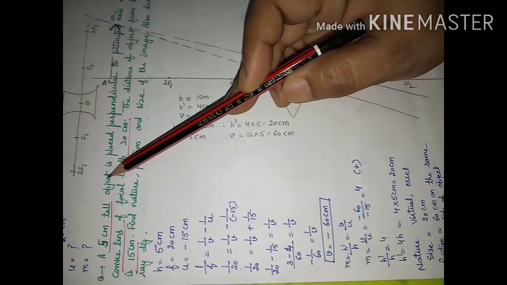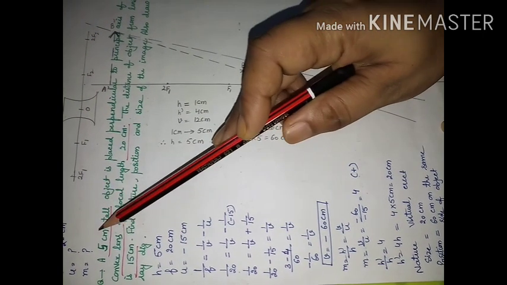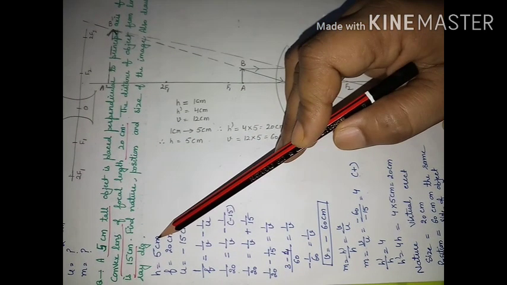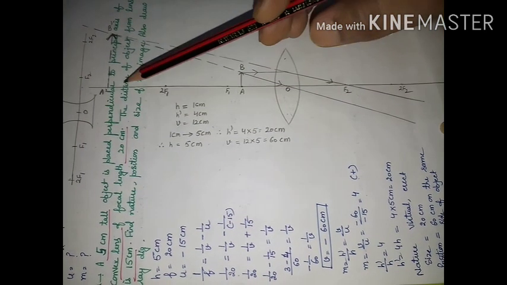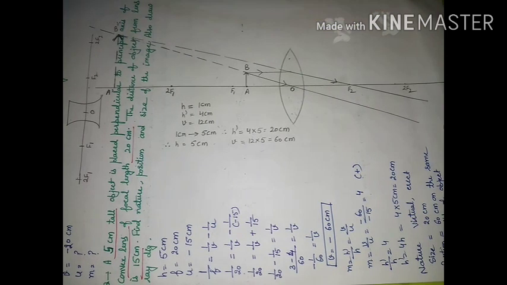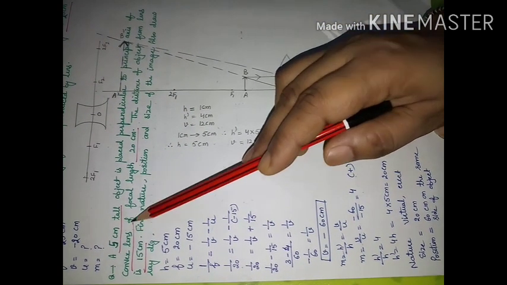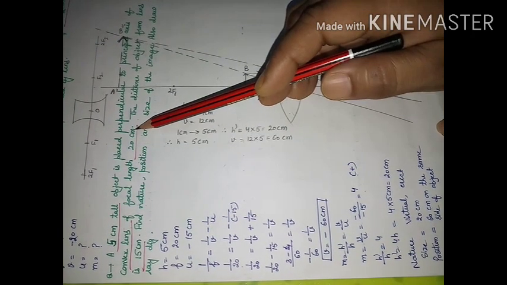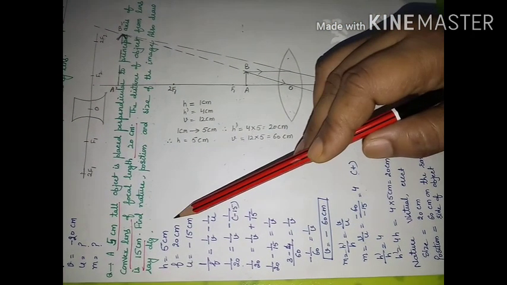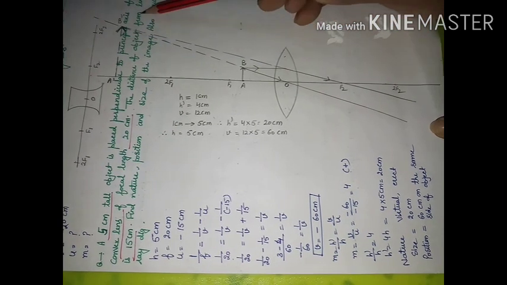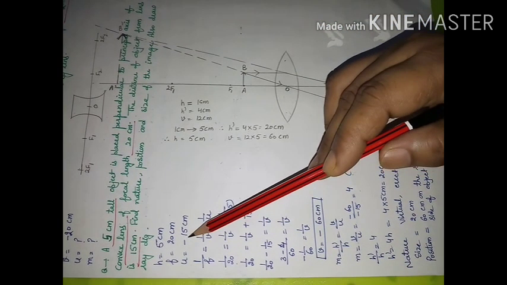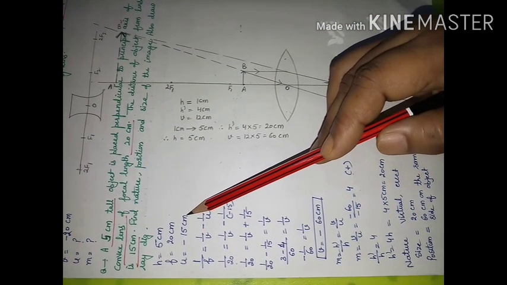A 5 cm tall object means this is the given size of the object, so h is 5 cm. It is kept perpendicular to the plane of the principal axis using a convex lens. Convex lens means the focal length is going to be positive 20 cm, so focal length is 20 cm. The distance of the object from the lens, u, is minus 15 cm.